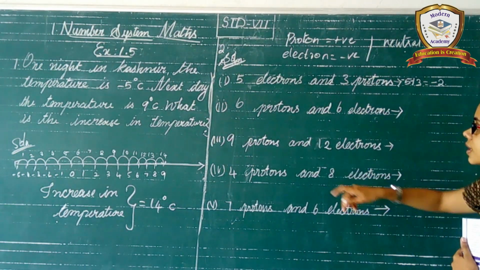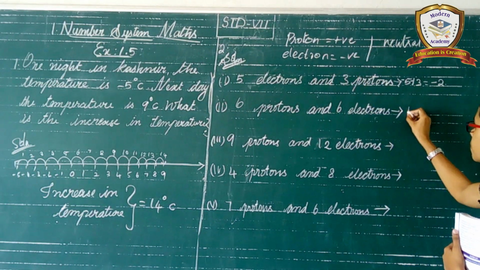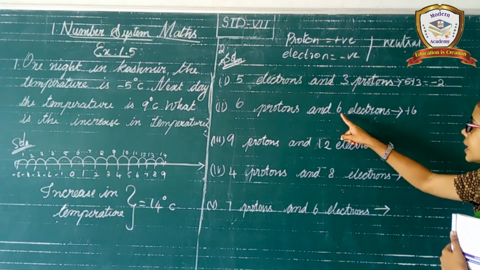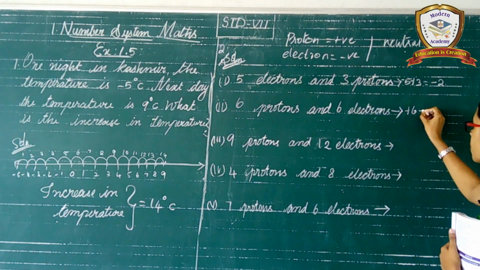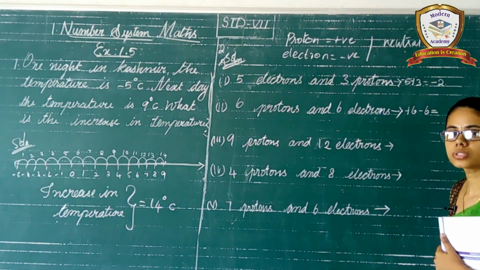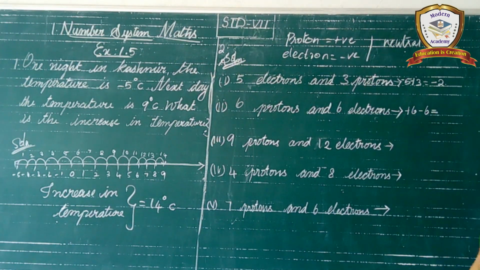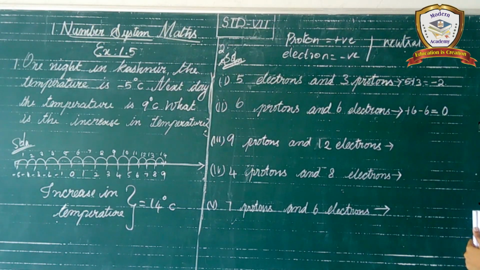Okay, see the second one: 6 protons, which means proton is positive, so +6, and 6 electrons. Electrons mean negative, so -6. So we have to subtract. Both have different signs, and different signs mean we have to subtract the numbers. So 6 minus 6 is 0. So 0 is the answer.